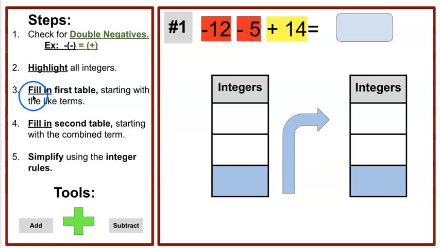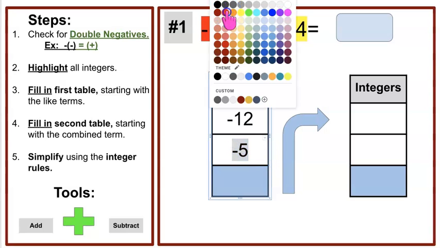Our step three is fill in first table starting with the like terms. So these two red ones are alike. So I'm going to go ahead and put here negative 12 and negative 5. So they're the same terms, they're both negatives. So here I'm going to go ahead and highlight that in red because they're the same, they're both reds.